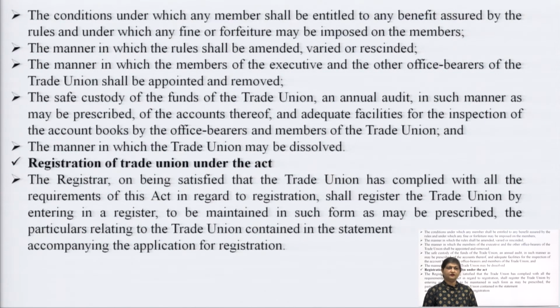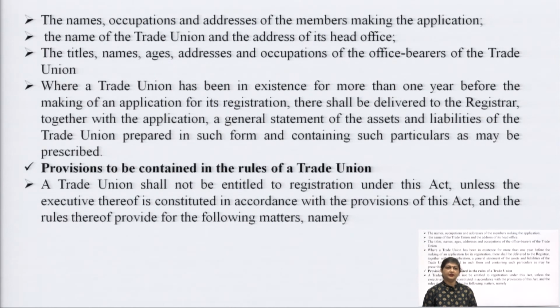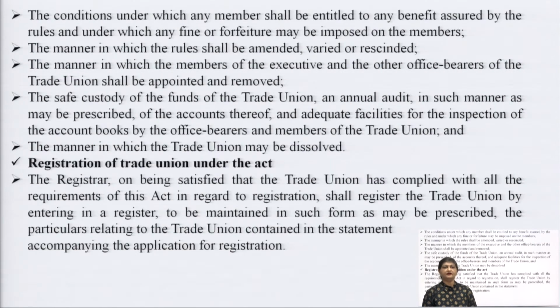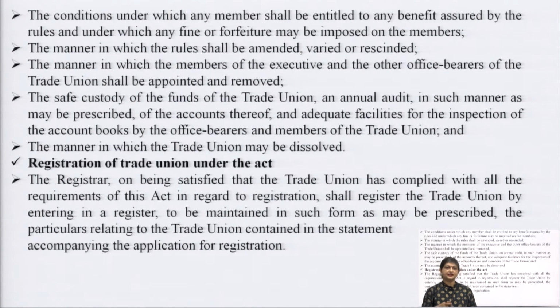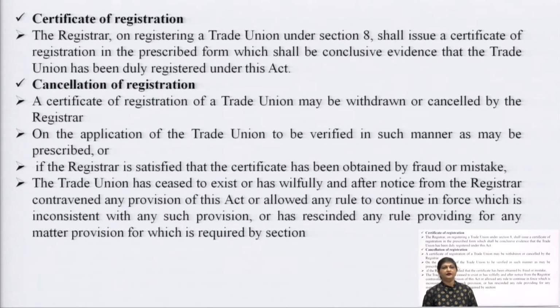So, first of all, they have to furnish all this information. Then the registrar will cross check all the information provided by the members of the trade union who want to get it registered. After the cross check of all the information furnished by them, the registrar of the trade union will issue the certificate of registration.